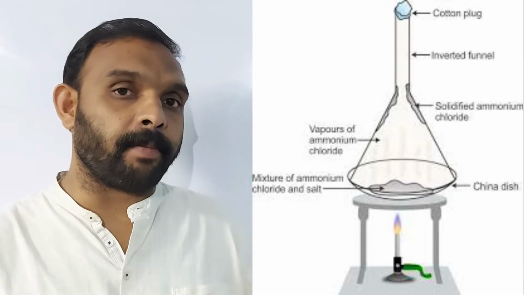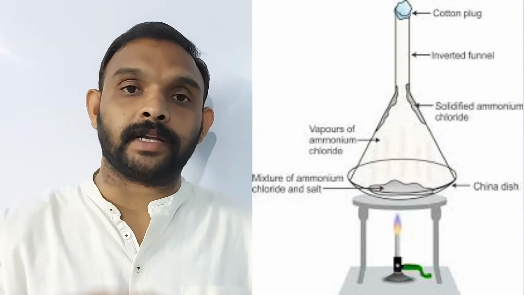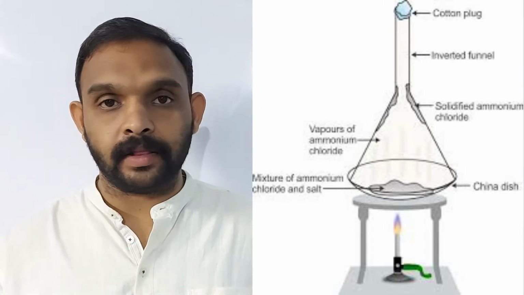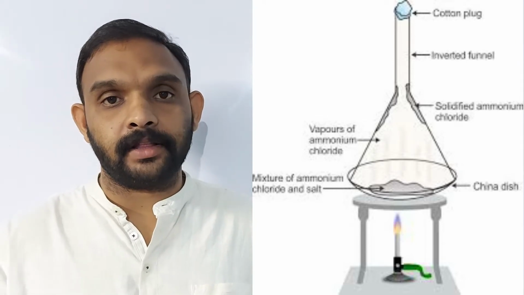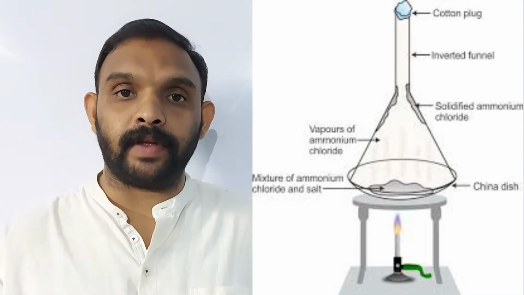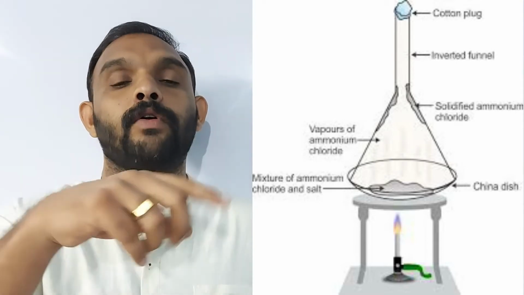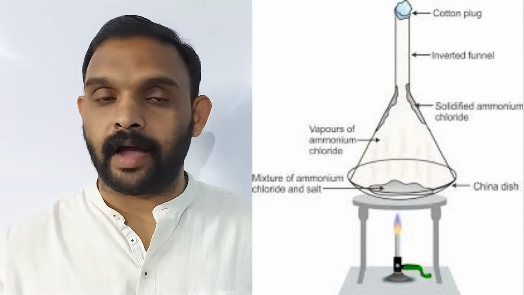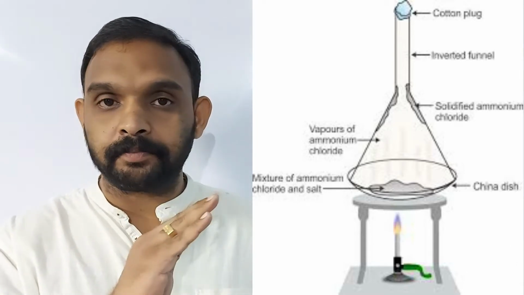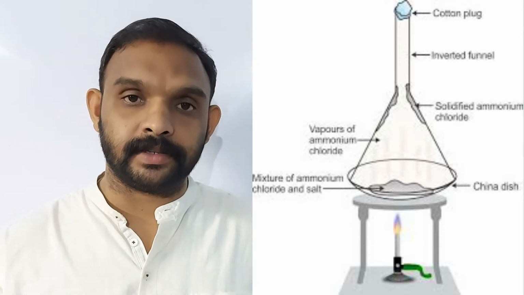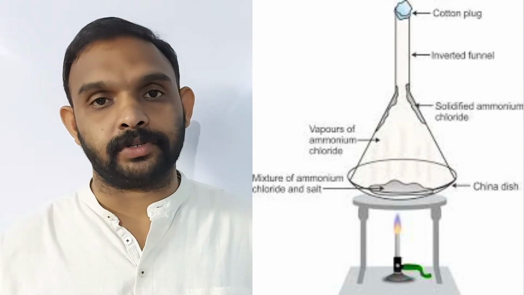So when you do the apparatus setup as shown here, we will keep a watch glass, and above that we will keep an inverted funnel on it. Then start heating slowly. After some time we can see that the vapors of ammonium chloride will rise up, and these vapors will stick to the walls of the funnel, and after some time the vapors will condense and solidify, and it will stick to the walls of the container, and we can scrape it out.